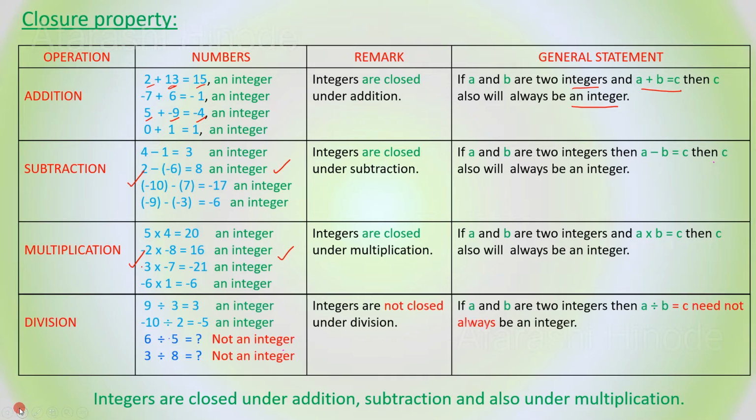Now, what about the division of integers? In the first two cases, when we divide an integer by another integer, you can see the quotients we get are also integers. But in the next two cases, the quotients are decimal numbers. That is, if a and b are two integers, and a divided by b equals c, then c need not always be an integer. That is, integers are not closed under division.